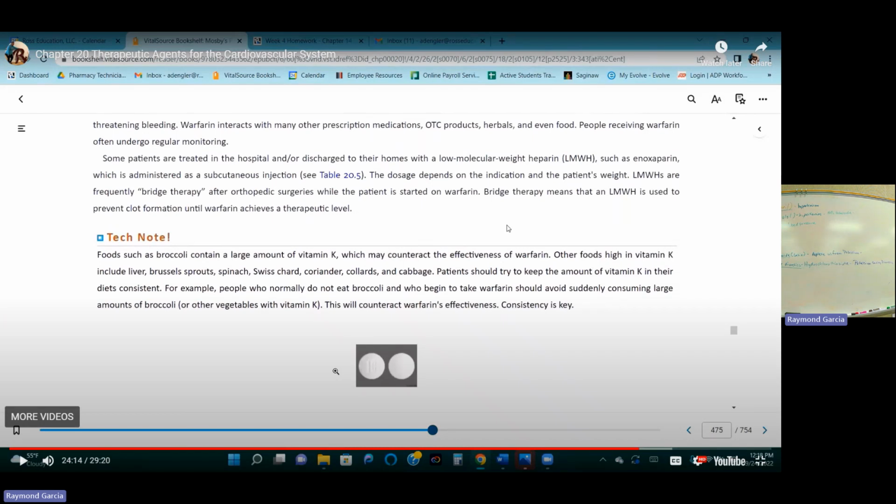If you eat a lot of greens, it can keep you from blood clotting. So foods such as broccoli contain a large amount of vitamin K, which may counteract with the effectiveness of warfarin. Other foods high in vitamin K include liver, Brussels sprouts, spinach, Swiss chard, coriander, collards, and cabbage.